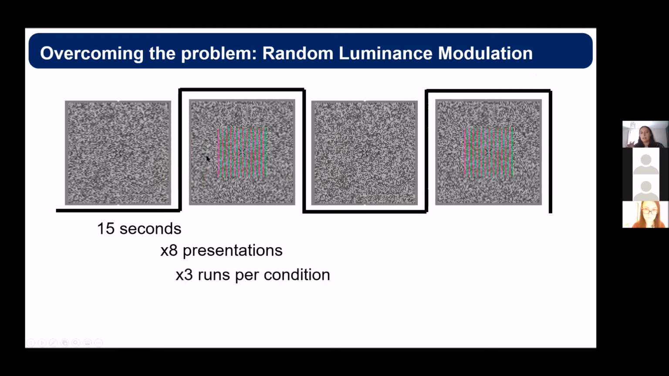So we presented the stimuli like this: 15 seconds of just the background, 15 seconds with the colour added, times this by 8 presentations per run, with 3 runs per condition for 6 conditions and with 6 participants.